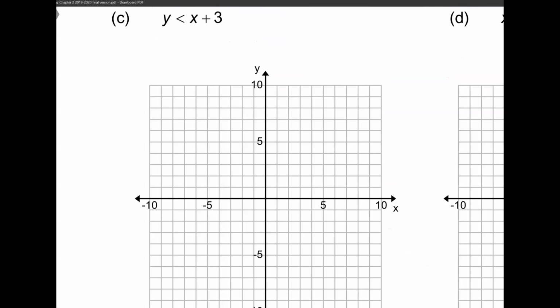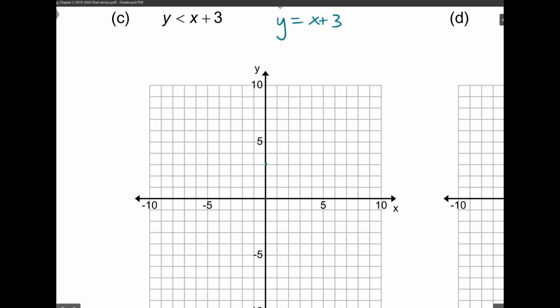Okay, y is less than x plus 3. What would the graph look like if I was plotting y equals x plus 3? What's the slope? Where's my y-intercept? The y-intercept is 3 and the slope is 1.